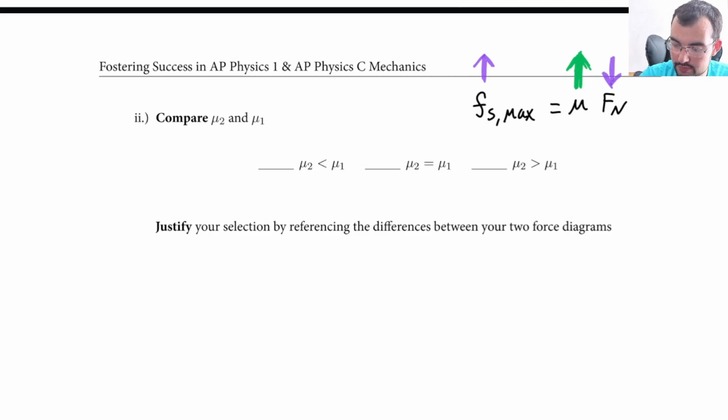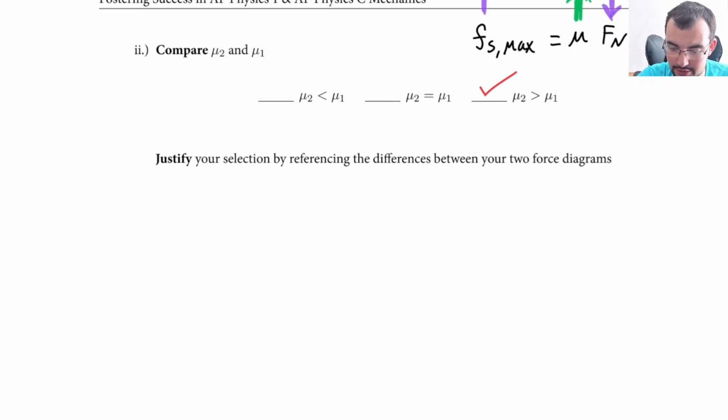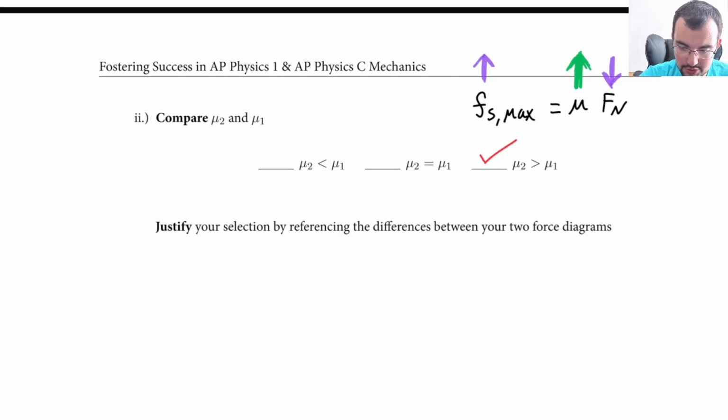So mu2, number 150 in the national dex. Mu2 must be bigger than mu1 because you have to supply more force, more static friction, with a lower normal force to help you.